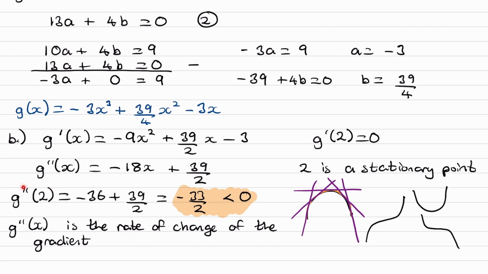G double prime tells us the rate of change of the gradient. That is negative. Our gradient is decreasing, and therefore we must have a local maximum. So that will be our final answer. So from this bit of information here, we can therefore say we have a local maximum.